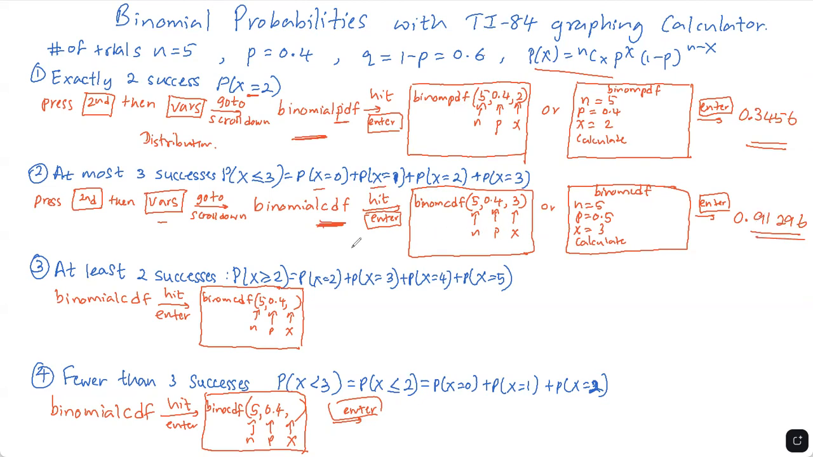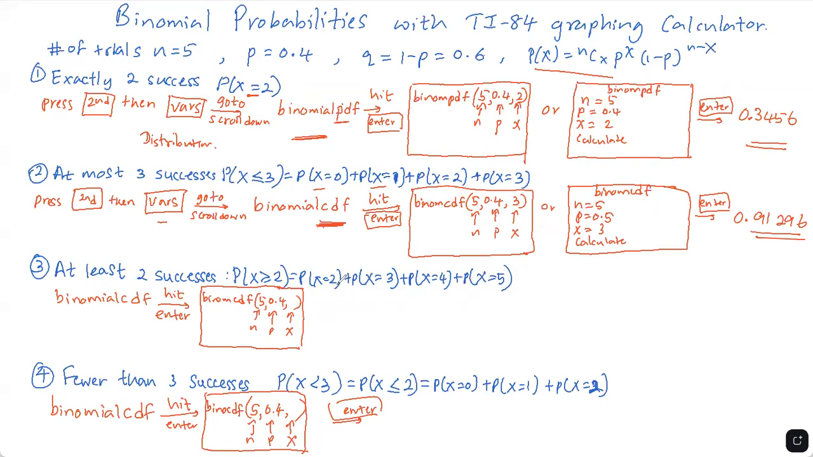So we can easily calculate this probability with this graphing calculator like this. Okay. And the third one is at least 2 successes. The set notation is like this. Probability at least 2 means x is greater than or equal to 2. That means again we have a series of probabilities. Probability x equals 2 plus probability x equals 3 plus probability x equals 4 plus probability x equals 5.